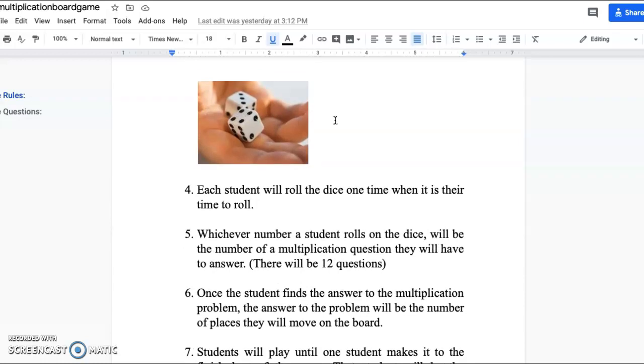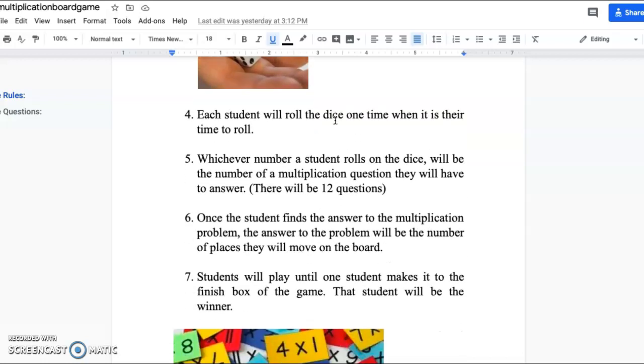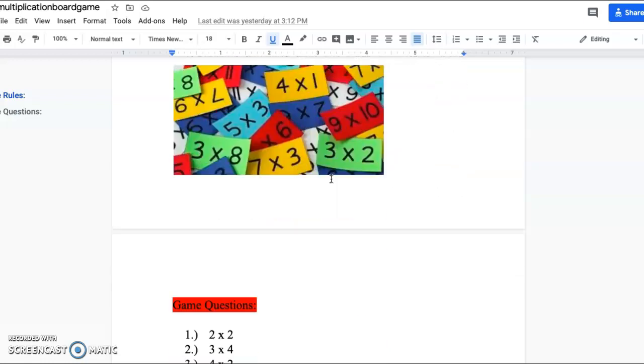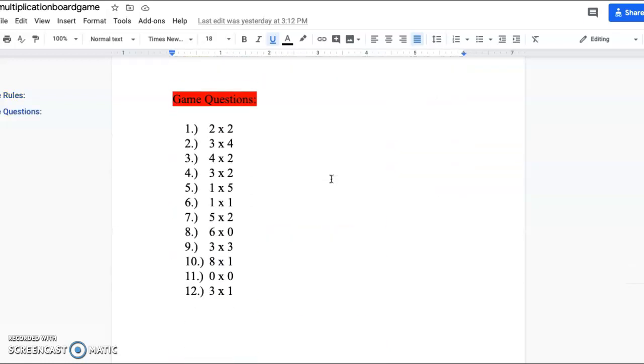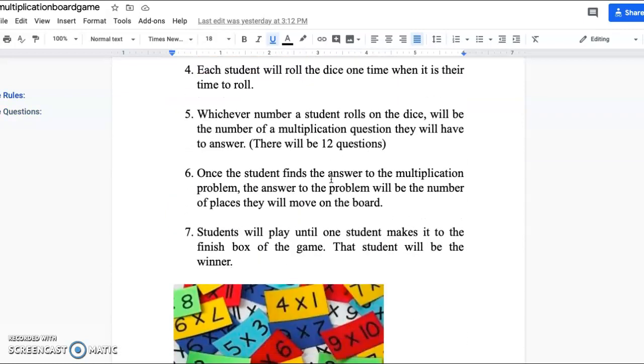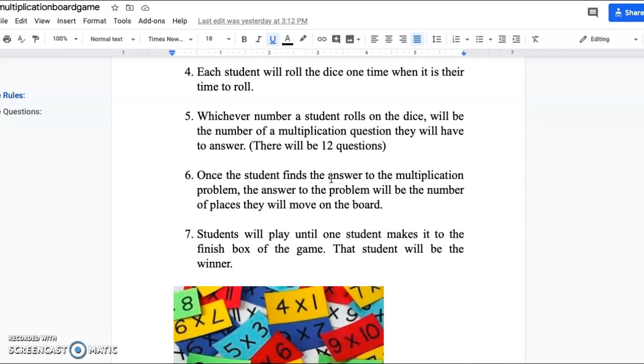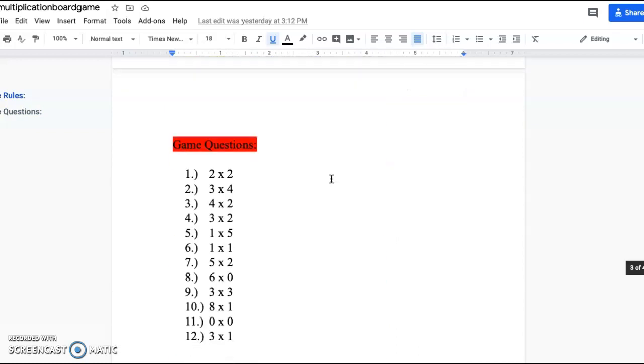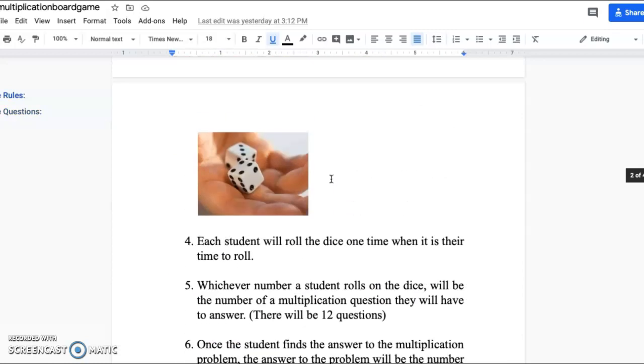And I entered pictures, and I tried to really make them understand by typing out exactly what they needed to do. And of course, being in a classroom, I would definitely explain this even further. And this is what it looks like, and these are the game questions. And then, just as the rules say, whichever number a student rolls on the dice, the answer to that will be how many places they move on the game board.